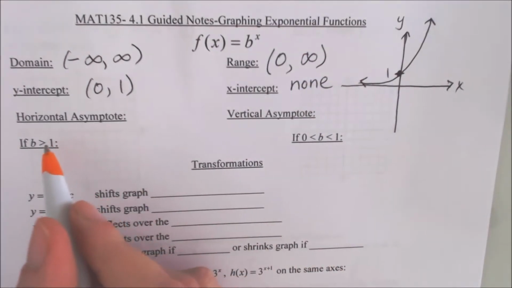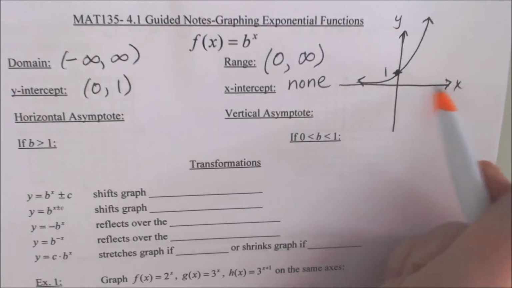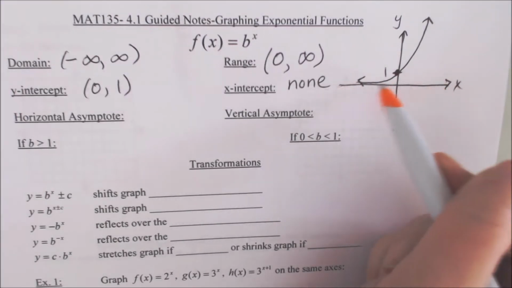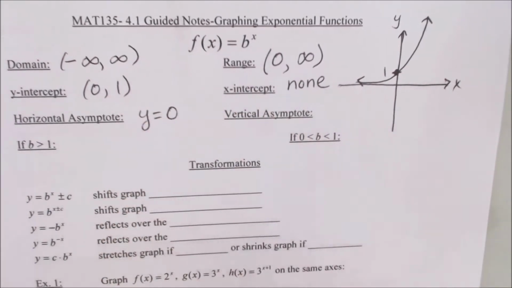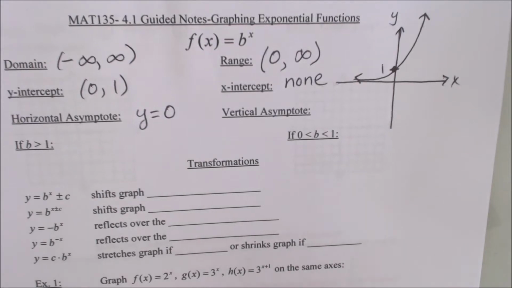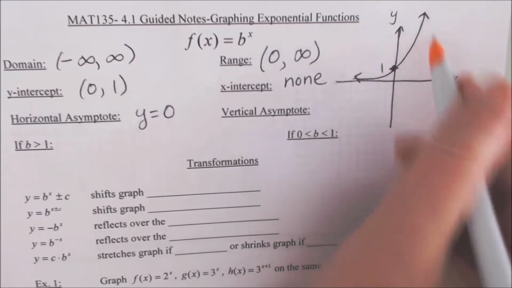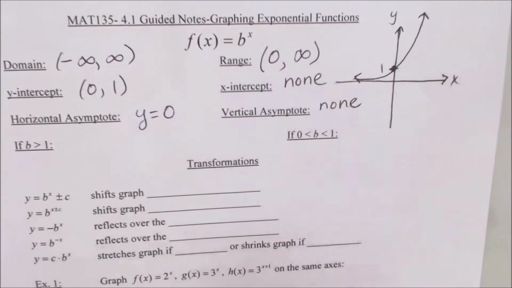There is a horizontal asymptote. Remember at the end of chapter 3 we talked about horizontal and vertical asymptotes. So this does have a horizontal asymptote. As x goes out to negative infinity, the graph levels off at the x-axis, so that means that y equals 0 is our horizontal asymptote. Vertical asymptote, there is no vertical asymptote. It just keeps going up, but it's never bounded by anything vertically, so there is no vertical asymptote.